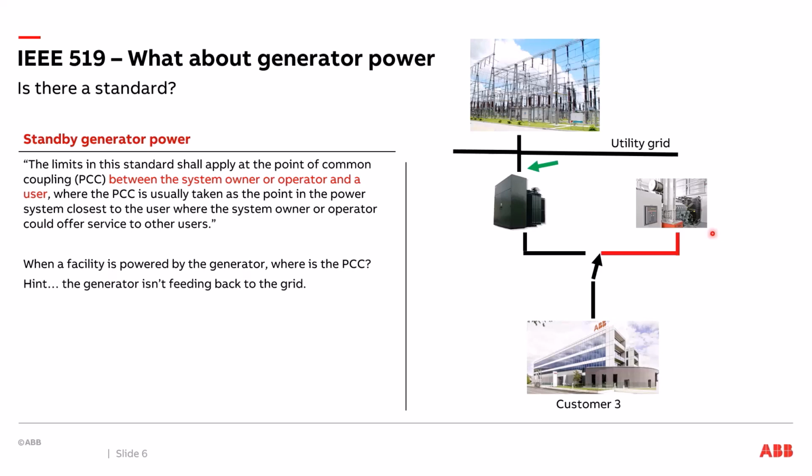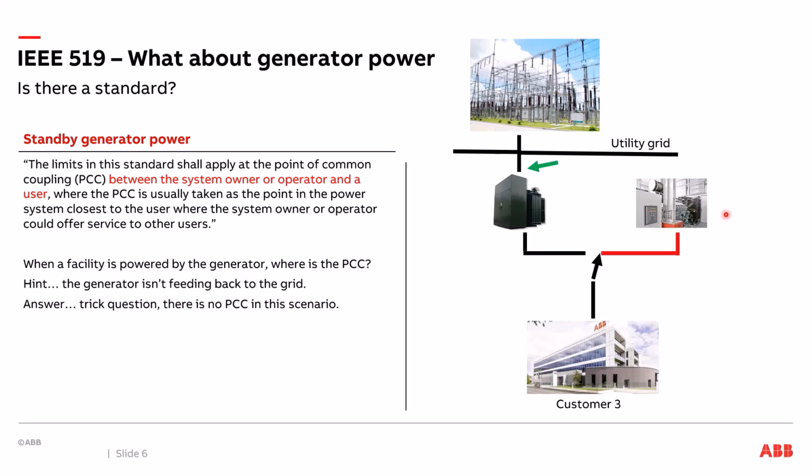I'll give you a hint. The generator isn't feeding back to the grid. We've got our own little island of power source right here. This generator is not going back to the grid. It's not impacting any neighbors. So where is my point of common coupling?